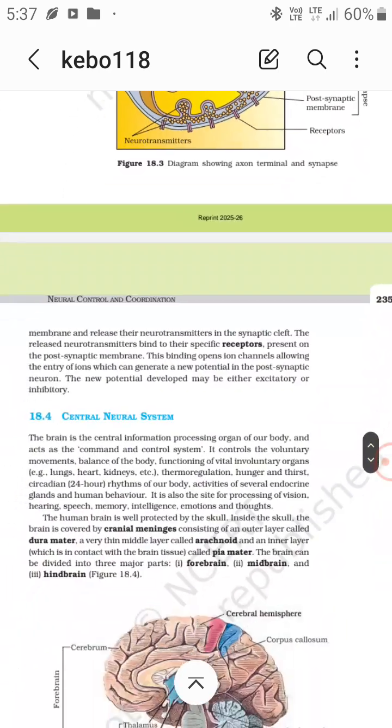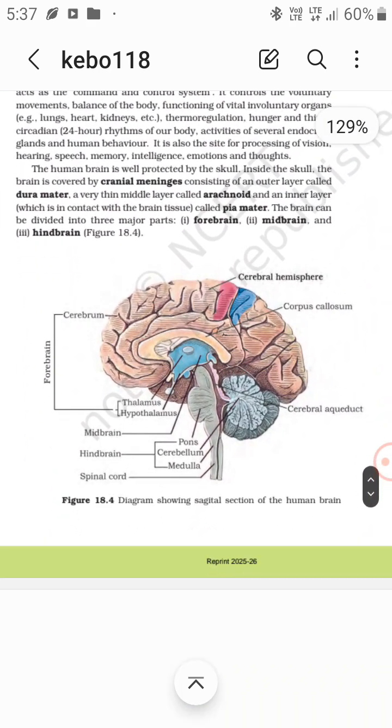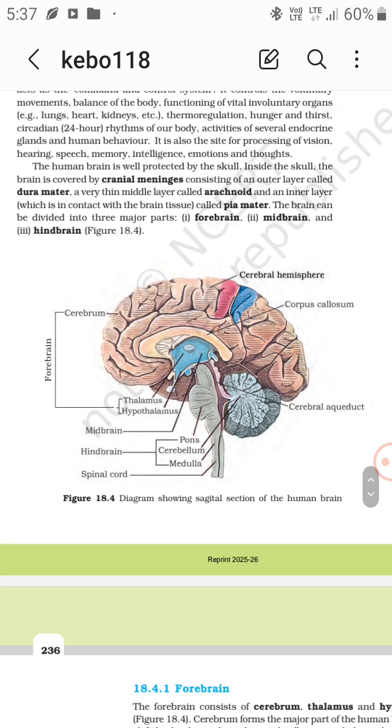Okay, so the central neural system, right? The brain can be divided into three major parts: forebrain, midbrain, and hindbrain. Forebrain includes the cerebrum, which further divides into the right cerebral hemisphere and left cerebral hemisphere, joined by a fiber tract, the corpus callosum, that divides them. Then there is the thalamus, which does motor and sensory signaling, and the hypothalamus, which controls urge for eating, temperature, and all that. So forebrain: cerebrum, thalamus, and hypothalamus.